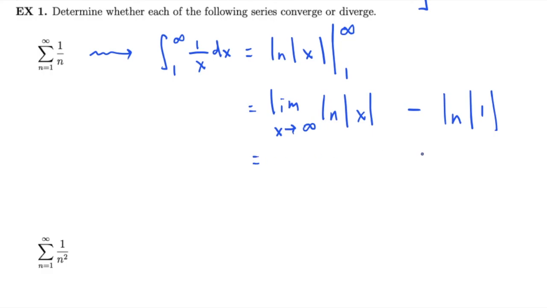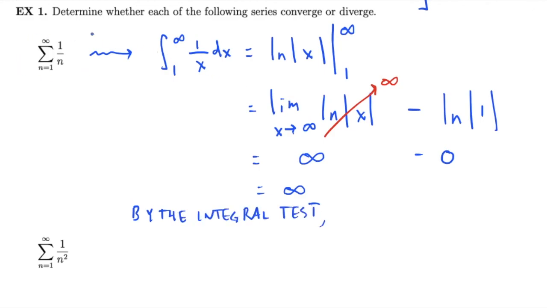And this value does in fact equal 0, but this value grows without bound, goes off to infinity. And so the overall value of this limit will be a positive value that grows without bound. So applying the integral test, the corresponding infinite series, which we started with, will also diverge.